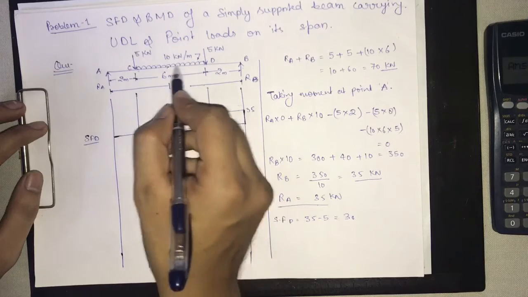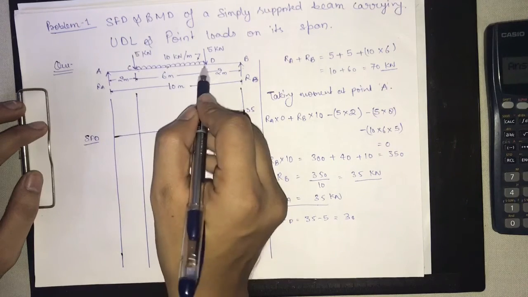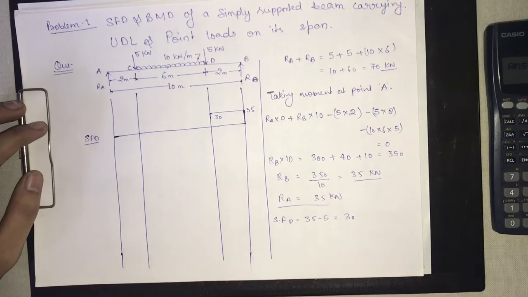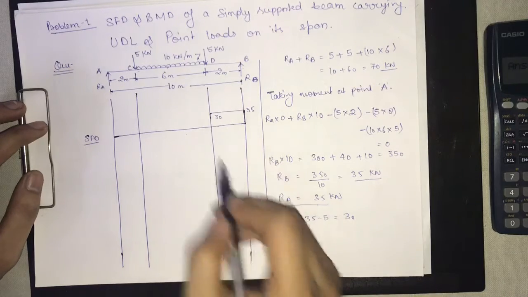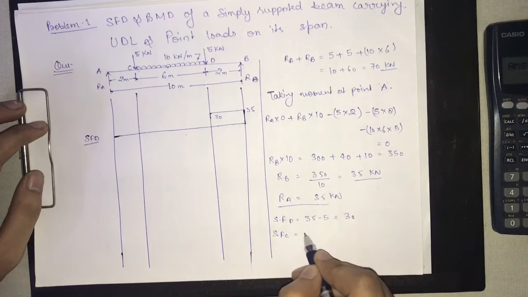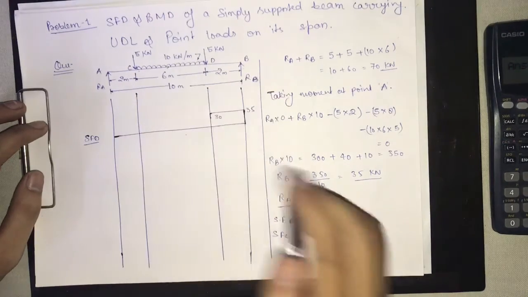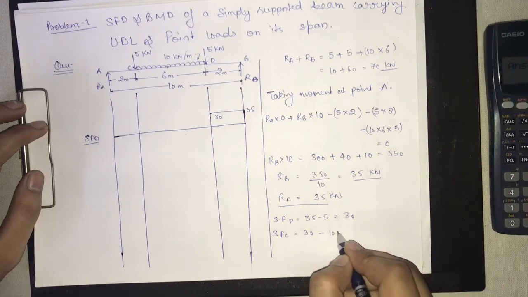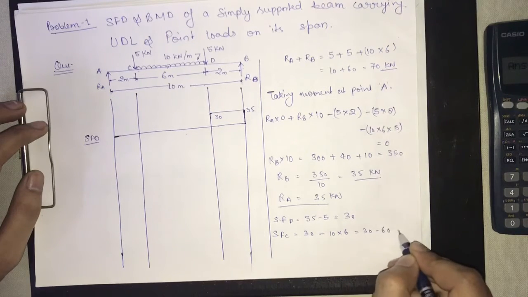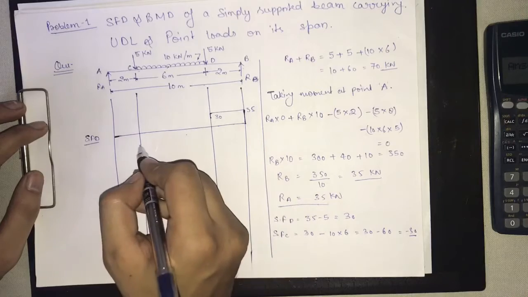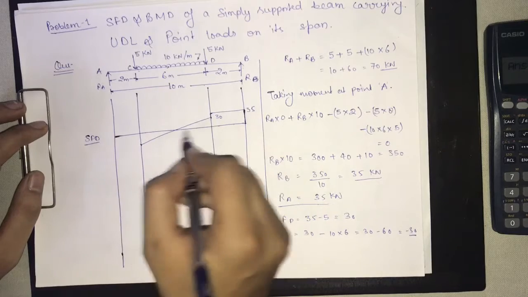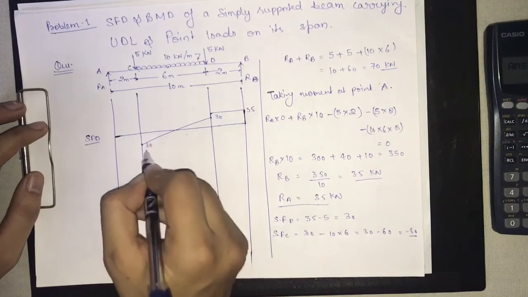Now there is a UDL acting over a 6 meter span from D point to C point. So the shear force diagram will go linearly, and the shear force at point C will be 30 minus 10 into 6. It is equal to 30 minus 60. This is minus 30. So it will meet at this point. Okay, this is 30.